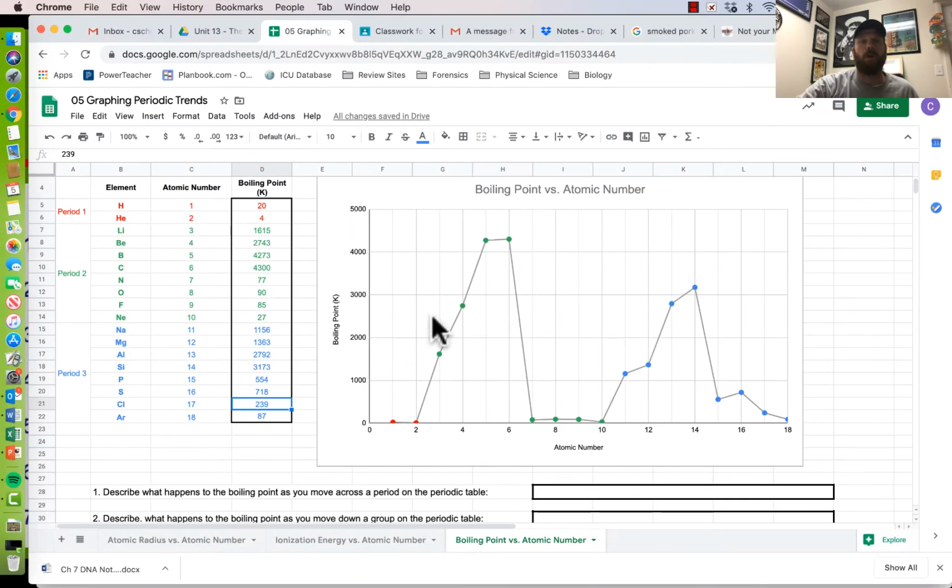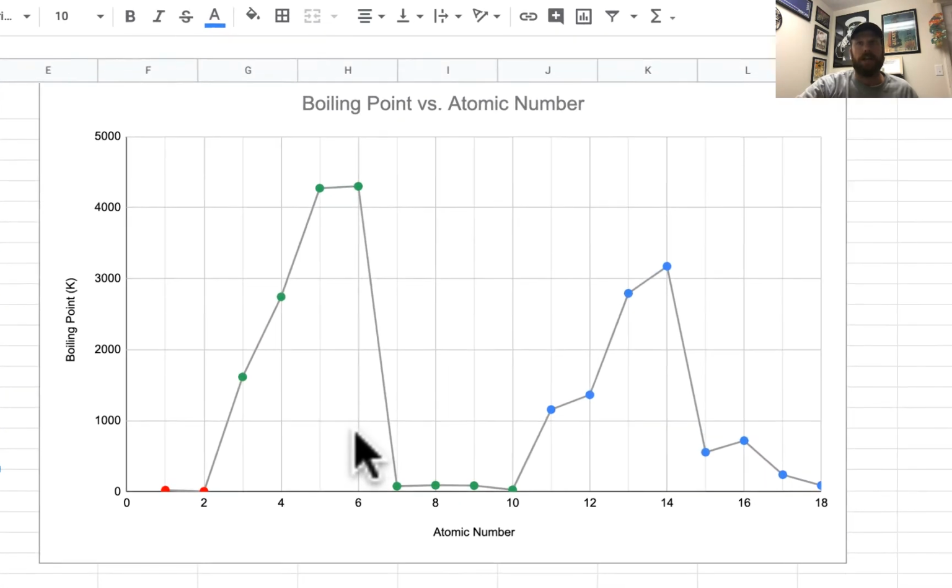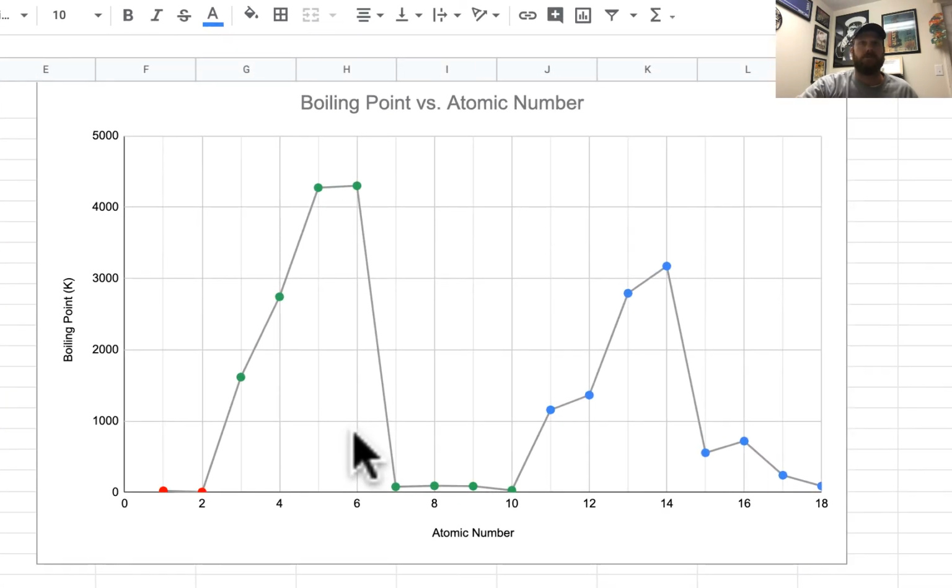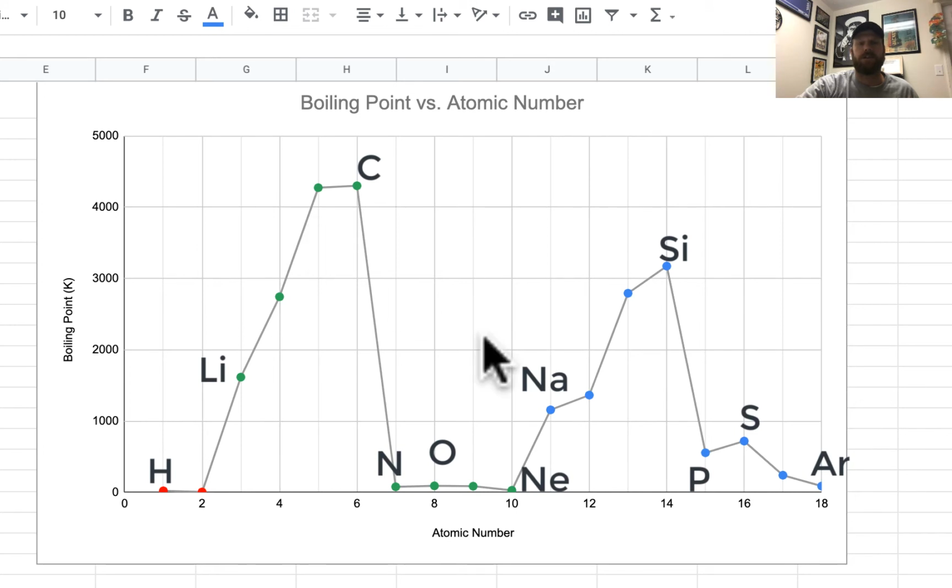The trend of boiling point versus atomic number was not so clear to see, partly because the large differences in boiling point made scaling the graph difficult. Labeling the graph may make it easier. You can see that boiling point increases across the period for metals. Then as we switch to nonmetals, the boiling point decreases significantly. In general, for nonmetals, boiling point decreases as you move across the period.